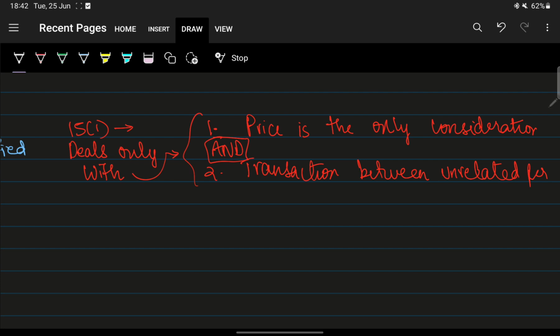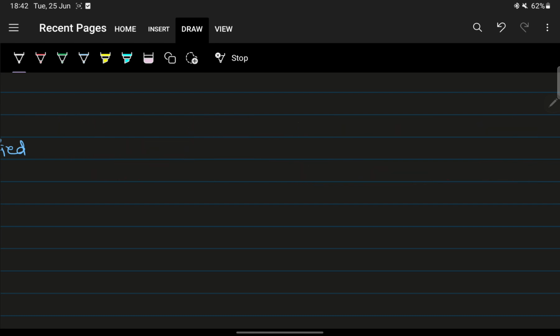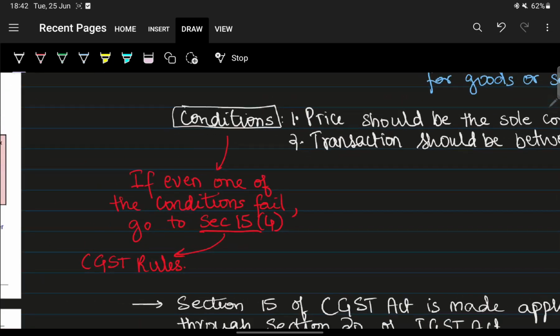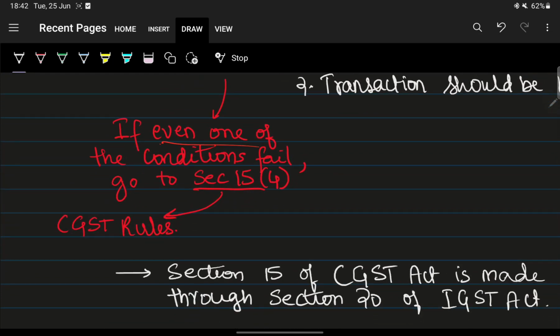Here, price is the only consideration and the transaction is between unrelated persons. Even if one condition is broken, it won't come under 15 subsection 1, it will go to 15 subsection 4. Basically, even if one of the conditions is not satisfied, go to section 15 subsection 4, where valuation will be done as per prescribed rules.